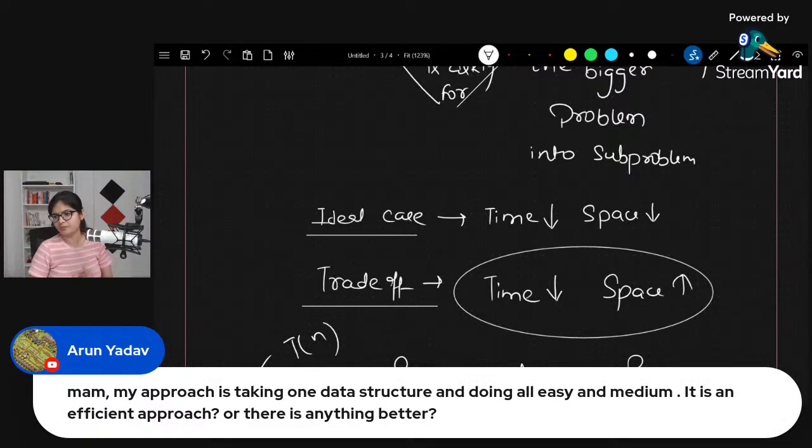My approach is taking one data structure and doing all of it in medium. Is it an efficient approach, or is there anything better? It is fine as of now. First of all, complete with the flow, just like the way you are doing, and then merge up, doing multiple questions with different concepts. That's where you will get to know the actual idea.